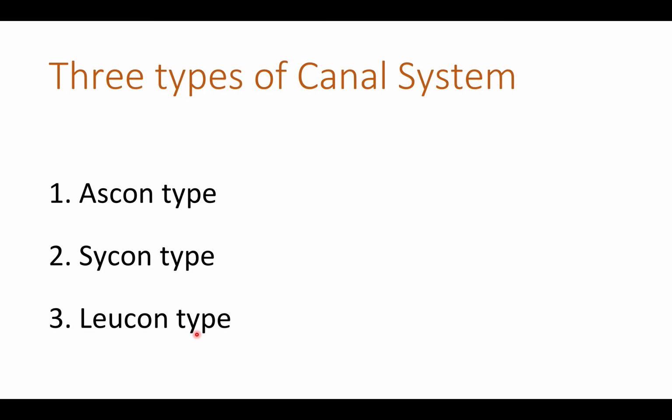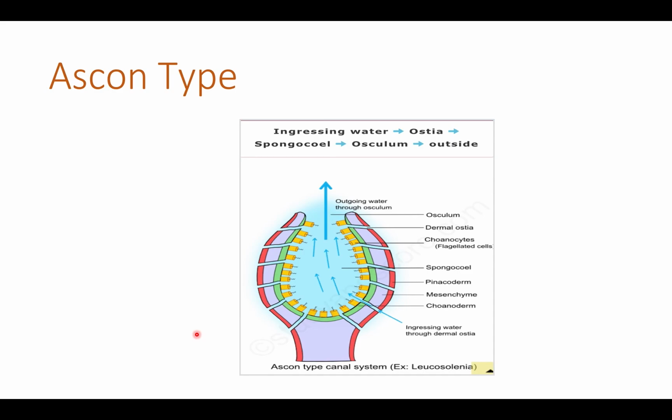In poriferans, there are three types of canal system. The arrangement and the complexity of this system vary considerably in different sponges. They are of three types. First is ascon type, second sycon type, and the third is leucon type. So first of all, I'll explain the ascon system. It is the simplest type of canal system and it is found in asconoid sponges like Leucosolenia. So here I will explain this canal system in Leucosolenia.